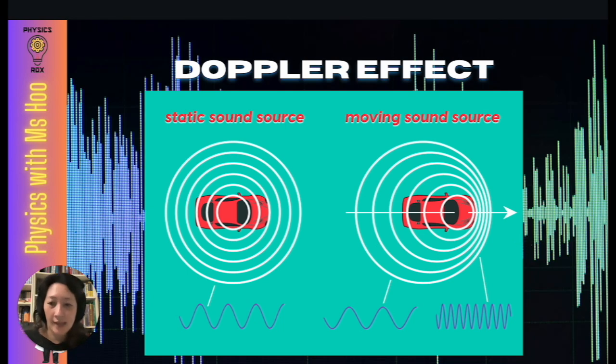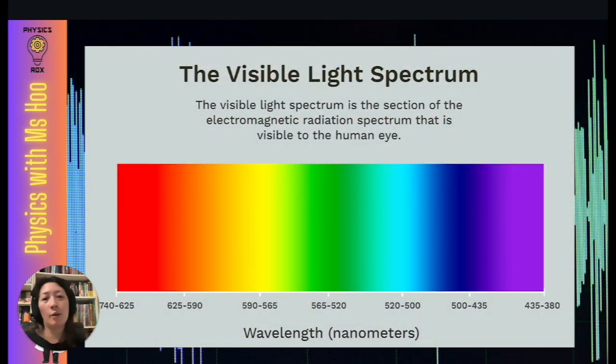So in terms of sound, we can hear this because different wavelengths lead to different frequencies, which lead to different pitches. For light, how can we observe the difference? So this is where we need to understand how the wavelength of light differs. This can be observed by understanding the visible light spectrum.